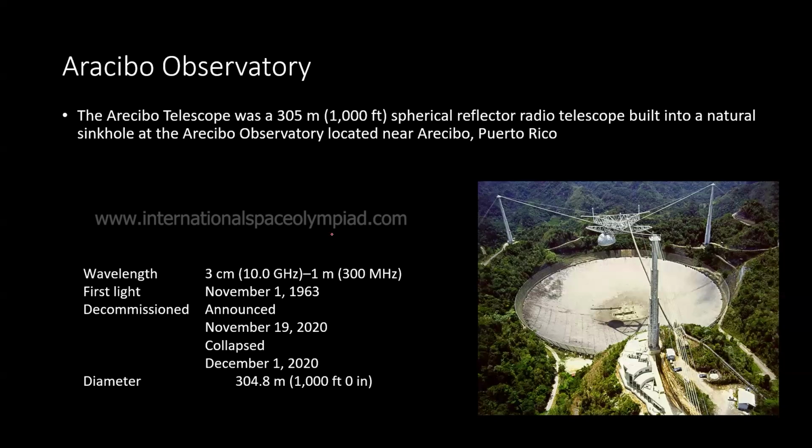It's an old one. The first light you can see was in 1963. It is featured in a film, and it actually collapsed in 2020. It looks small when compared with the other, since its size is just 305 meters. Anyway, it is not that small. It is 300 meters, but when compared with this one, it is small. That is the Arecibo radio telescope.